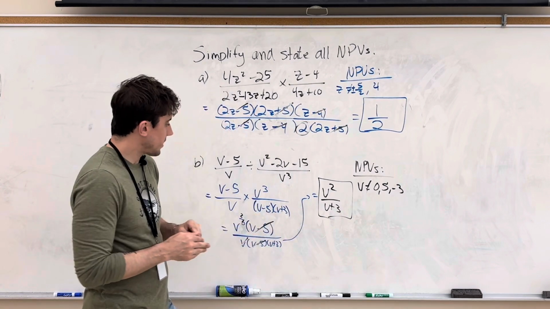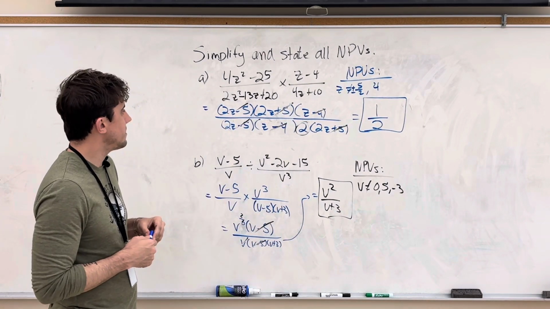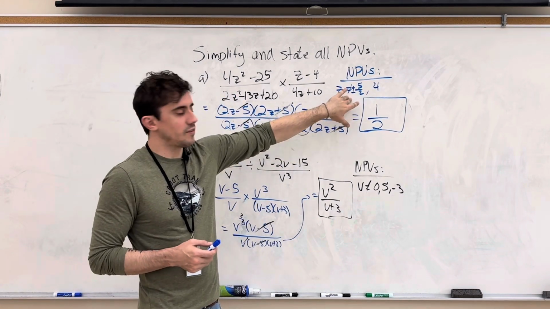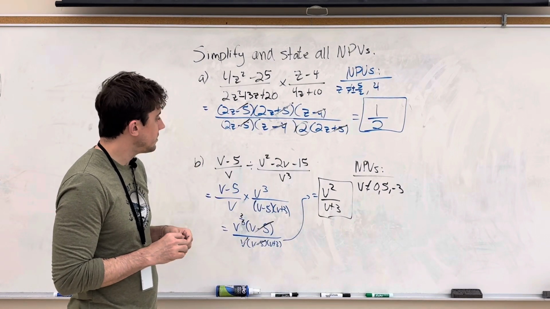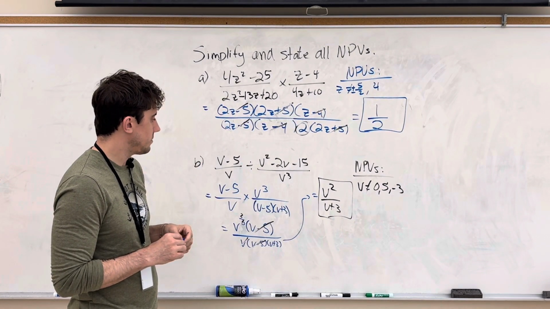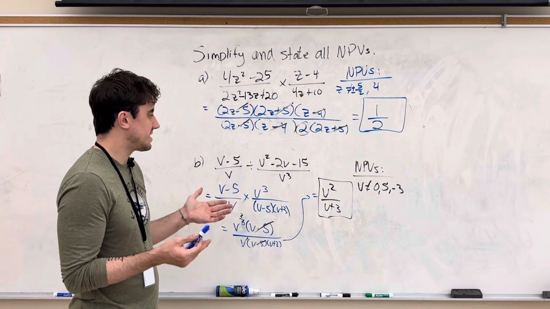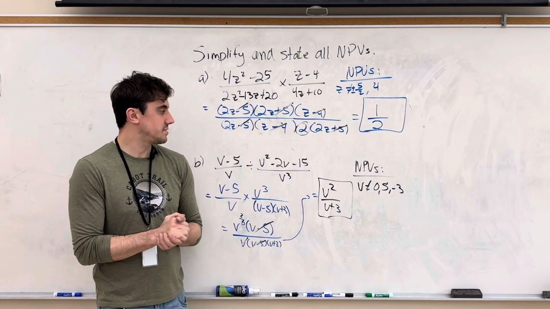So factor in whatever order you think is most convenient. I like to factor first, that way it's easy to read off our non-permissible values, and then we can cancel out common factors early on. And this is how I recommend you go about it as well. So I hope this helps, and thanks for watching.